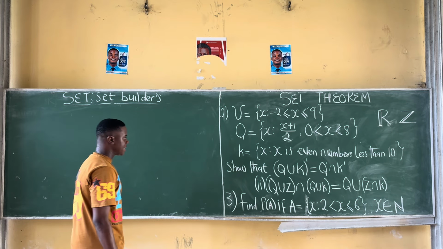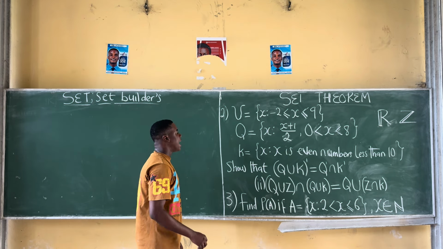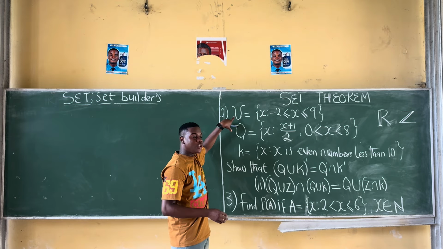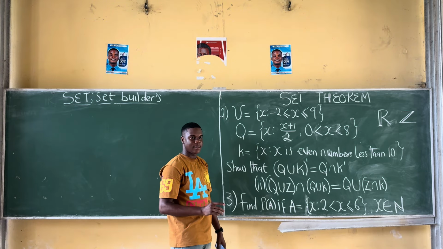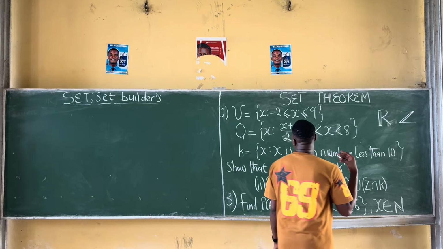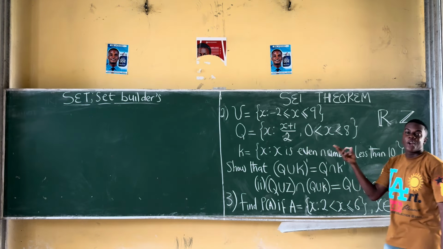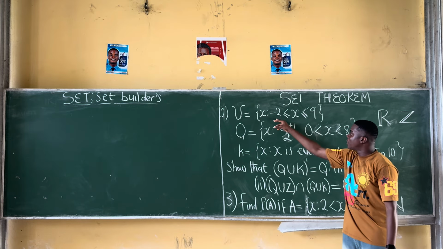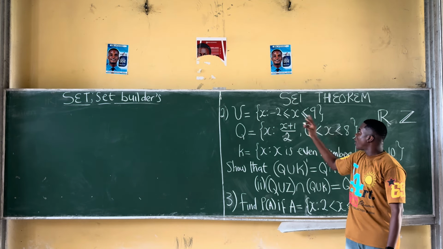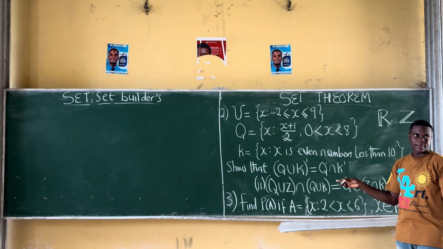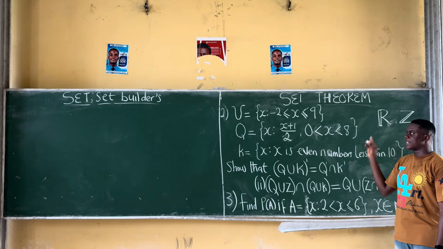Question number 2 says that universal set. Now, you see this U here. This U means universal set. It says that a universal set is equal to X, such that minus 2 is less than or equal to X, and X is less than or equal to 9. Now, that's what the universal set says.